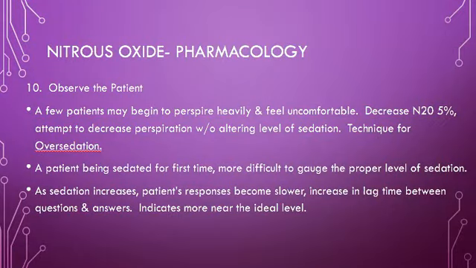The most important thing, aside from having monitoring equipment, is making sure that you're observing and monitoring the patient. Now, a few patients might begin to perspire really heavily and feel uncomfortable, so you need to make sure that you decrease the nitrous oxide by 5% in an attempt to decrease perspiration without altering the level of sedation. And this is a technique for oversedation. You decrease it by 5%.